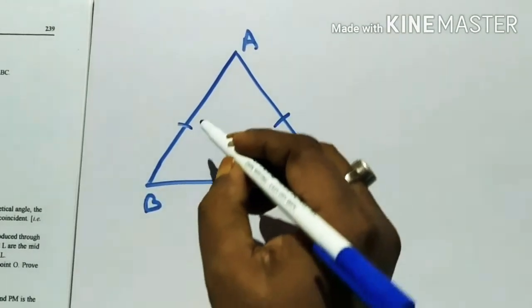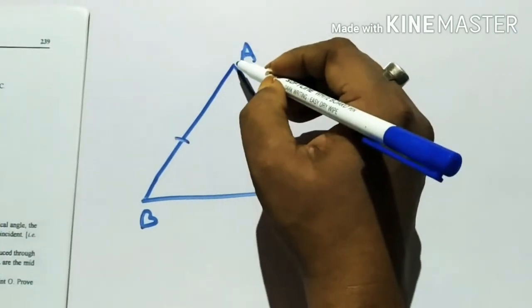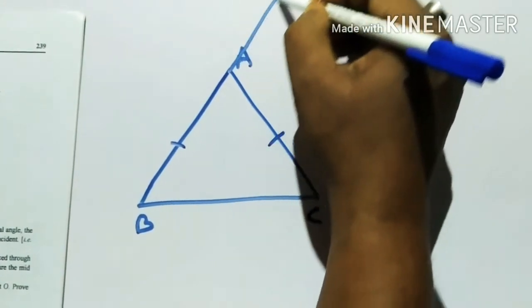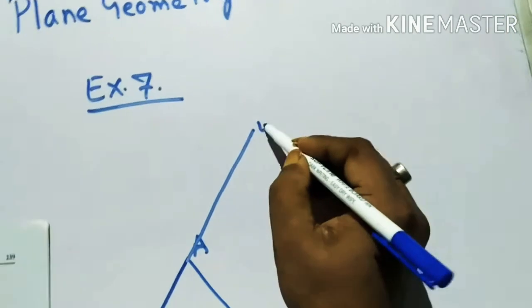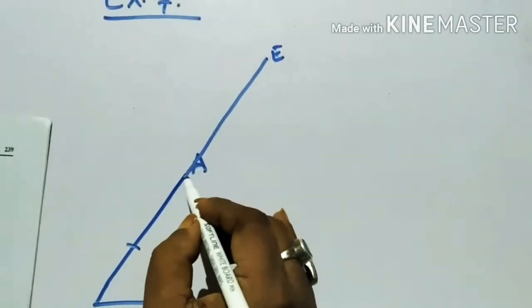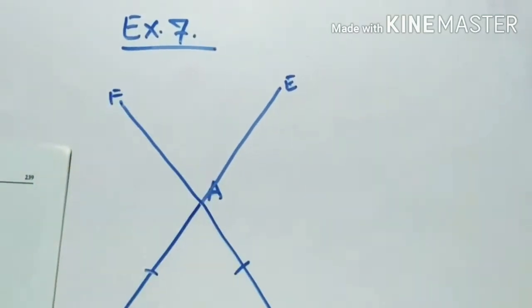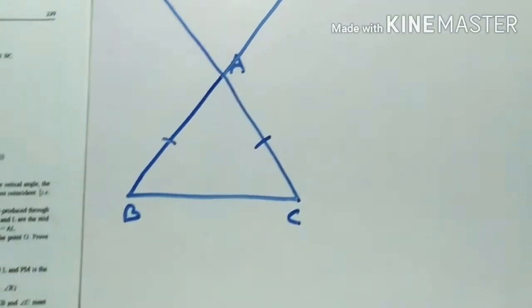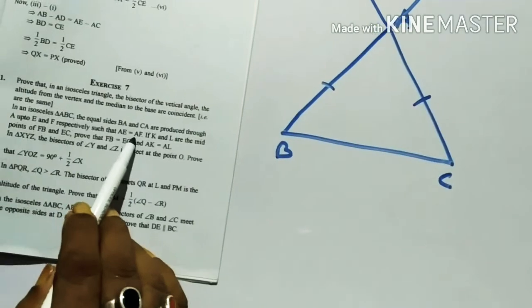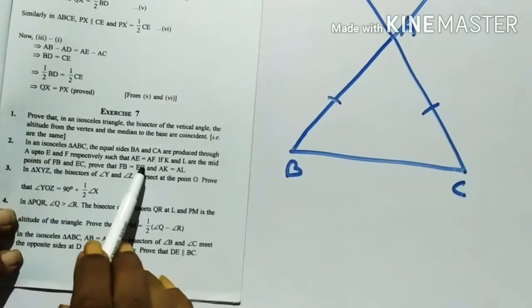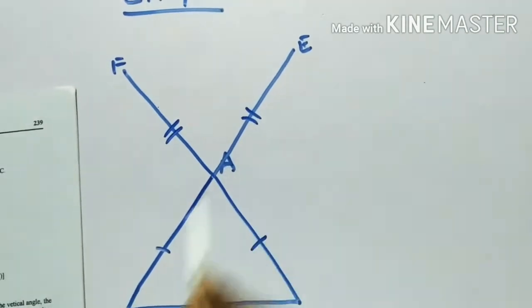BA and CA are produced through A up to E and F. BA is produced to E, and CA is produced to F, such that AE is equal to AF. This is equal to this.